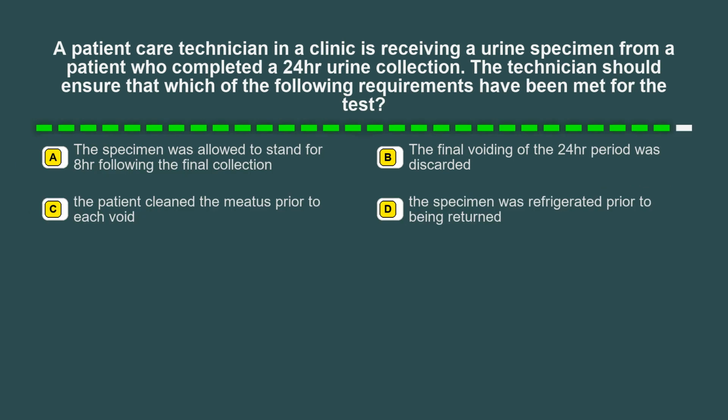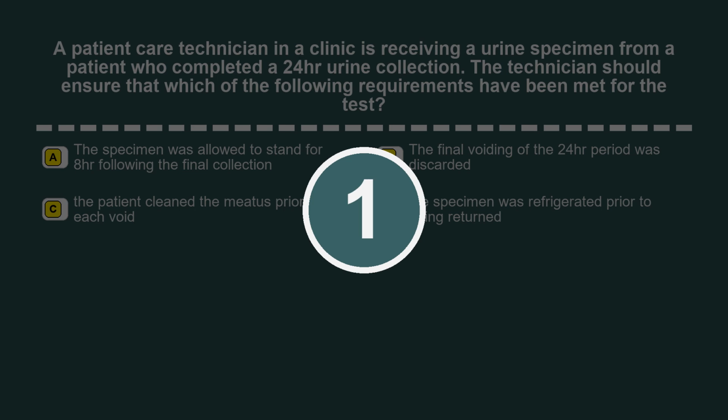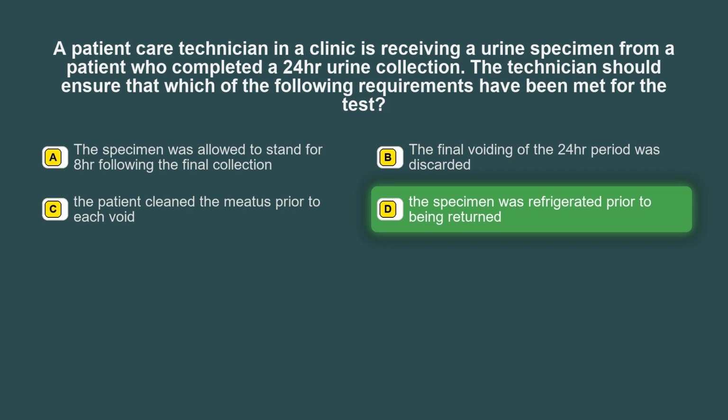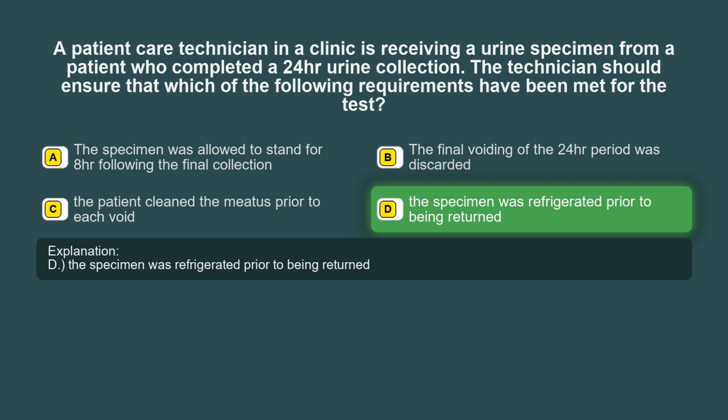Question 17. A patient care technician in a clinic is receiving a urine specimen from a patient who completed a 24 hour urine collection. The technician should ensure that which of the following requirements have been met for the test? Option A, the specimen was allowed to stand for 8 hours following the final collection. Option B, the final voiding of the 24 hour period was discarded. Option C, the patient cleaned the meatus prior to each void. Option D, the specimen was refrigerated prior to being returned. The correct answer is option D, the specimen was refrigerated prior to being returned.